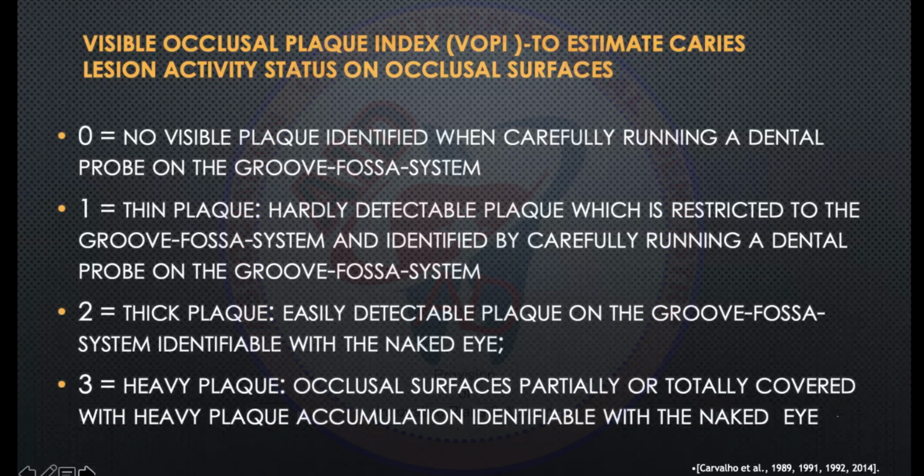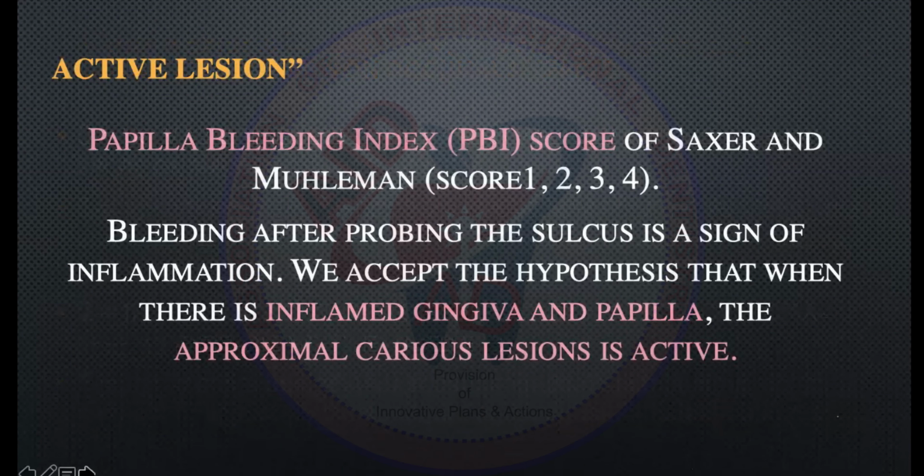According to this index, if there is no plaque present, by gently running a dental probe, gently, do not force the probe, because that's what we have already discussed before. If we force the probe, we may fracture the intact surface layer. So gently and carefully run a probe over the occlusal surface, and if you find dental plaque present over the occlusal surface which is visible with the naked eye, then you can suspect the lesion to be an active carious lesion, because we know a biofilm can be responsible for dental caries.